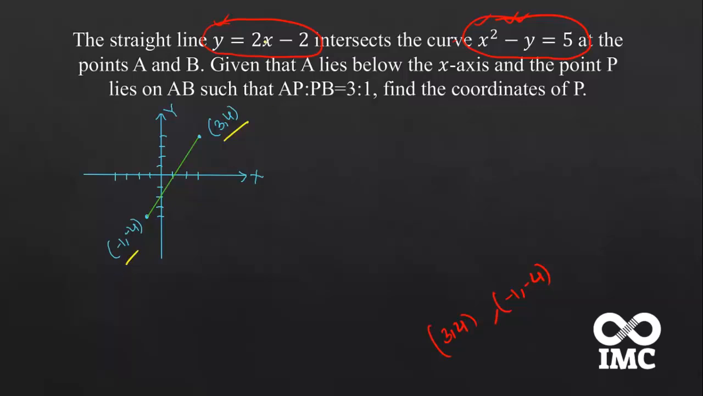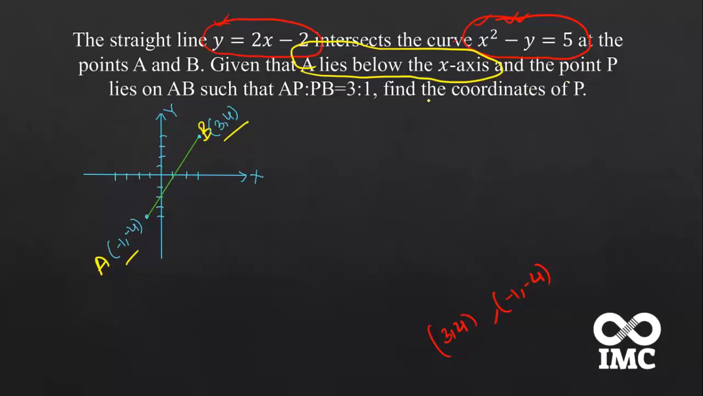Here the very important one, given that A lies below the x-axis. A lies below the x-axis. This is A, and then it will be B. How can we find it out? We got it from the statement: A lies below the x-axis. So it must be A, and then it will be B. So the point A is (-1, -4), and the point B is (3, 4).